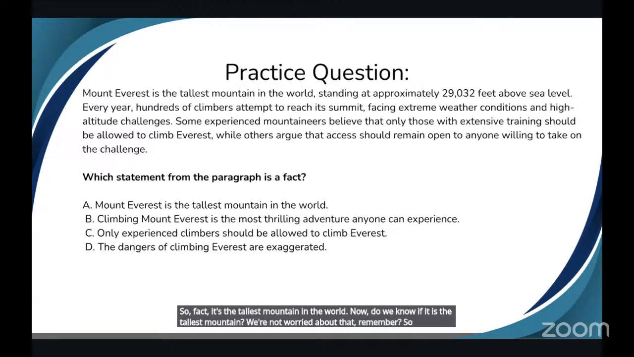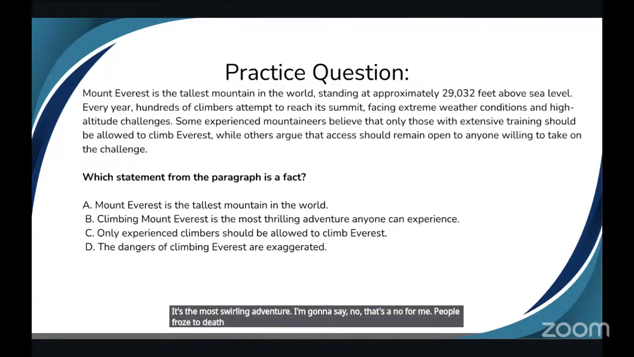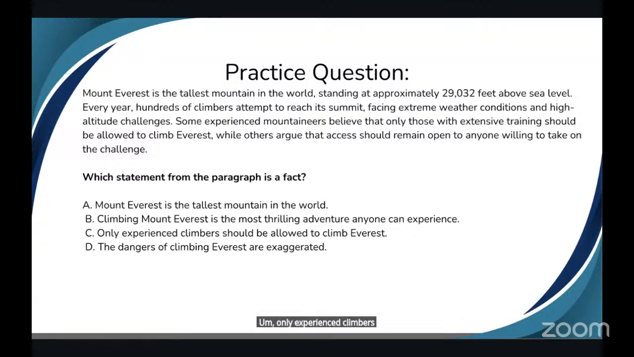So, we can ask ourselves, can we go look this up? It's the most thrilling adventure. I'm gonna say no. That's a no for me. People froze to death up there. That's not my cup of tea. If that's yours, go for it. But that's not me. So that's not thrilling. That's terrifying. Only experienced climbers should be. There's those key words there.